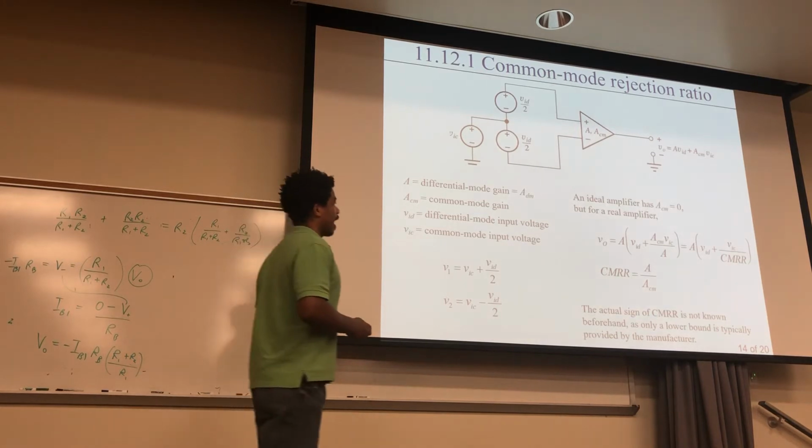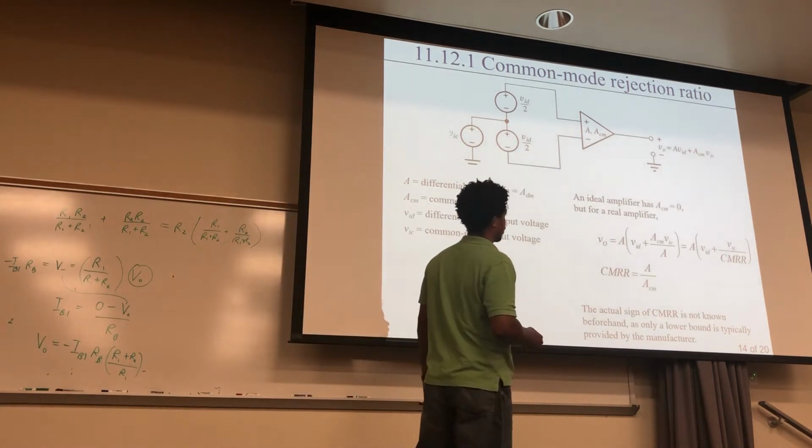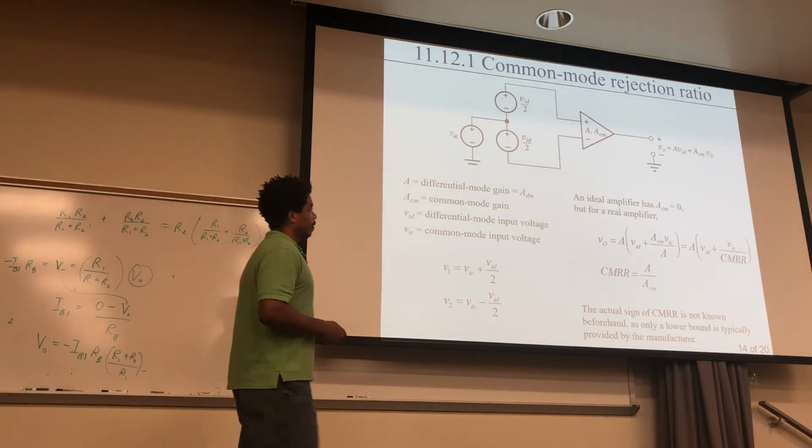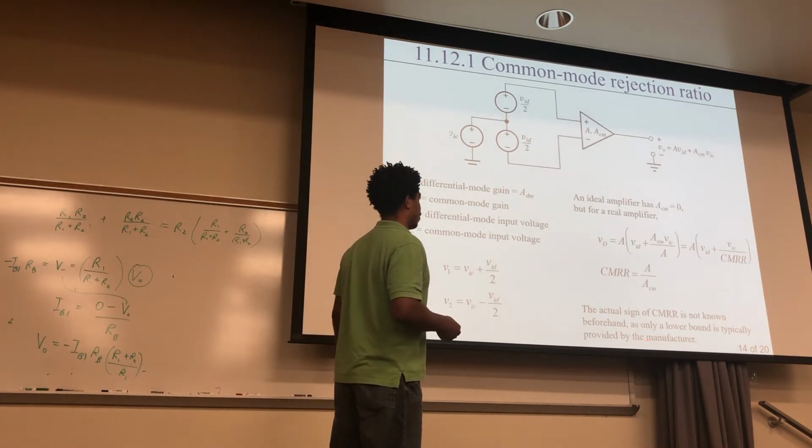Okay, and the actual sign of the common mode rejection ratio is not known beforehand, as only the lower bound is typically provided by the manufacturer.